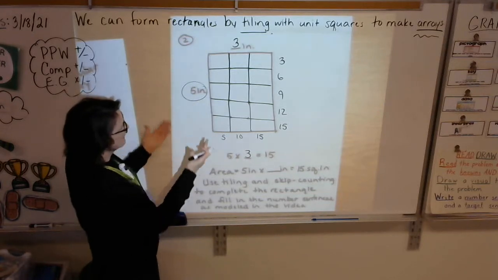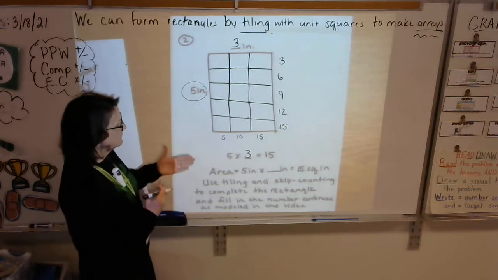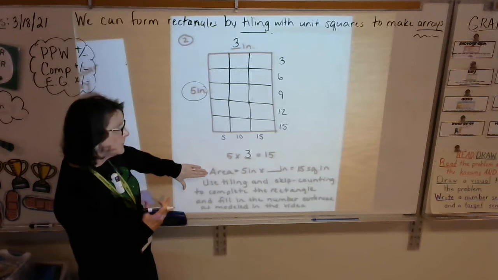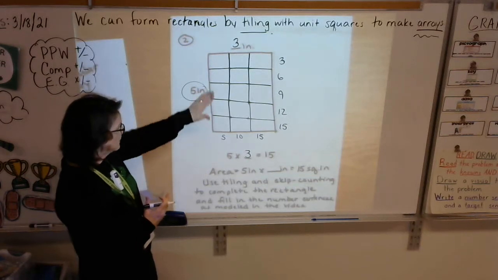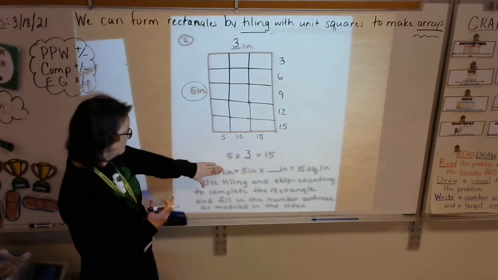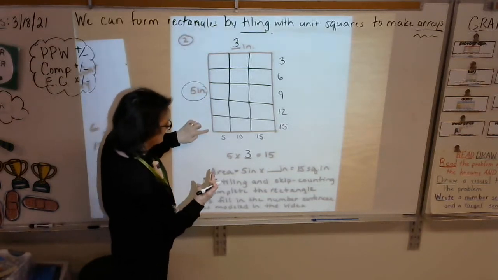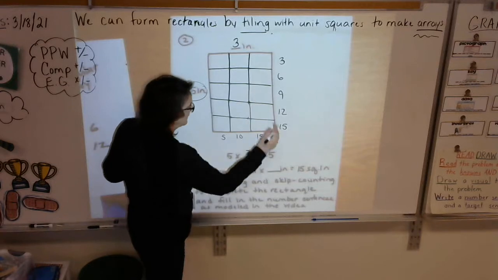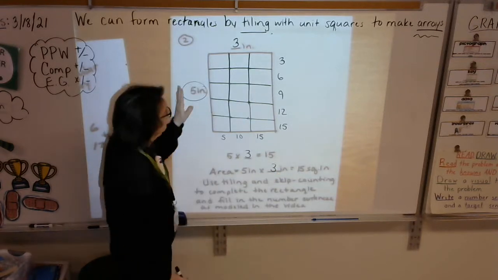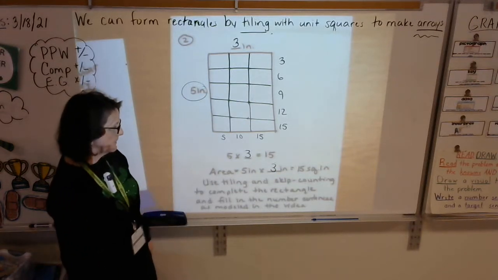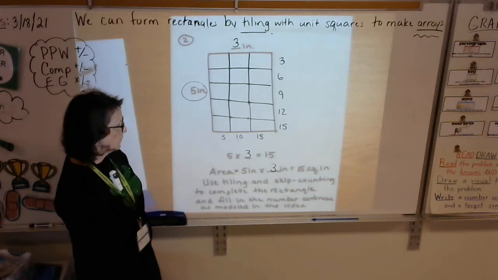And now we can say the area of that rectangle is 15 square units. So we can write this number sentence, now that we know we can use multiplication. We can say area equals 5 inches, which is this side length, or the number of rows, times 1, 2, 3, the number of squares in each row, or that side length. 5 inches times 3 inches equals 15 square inches.